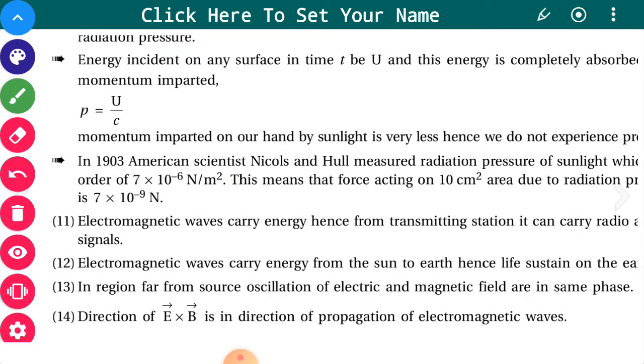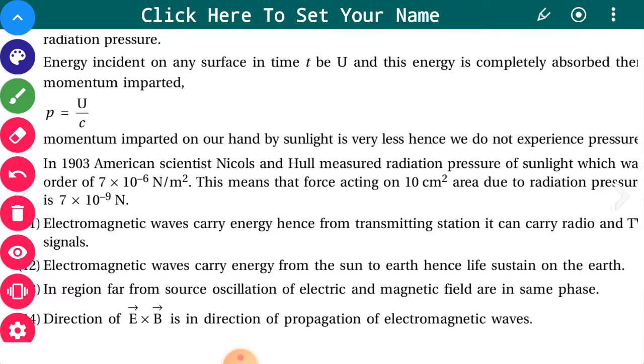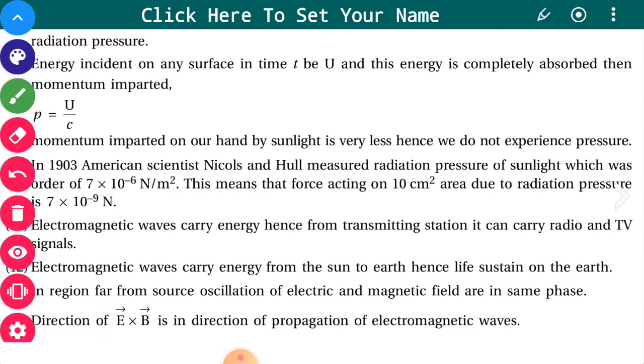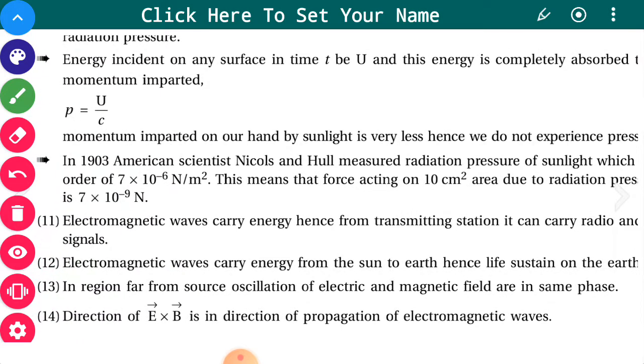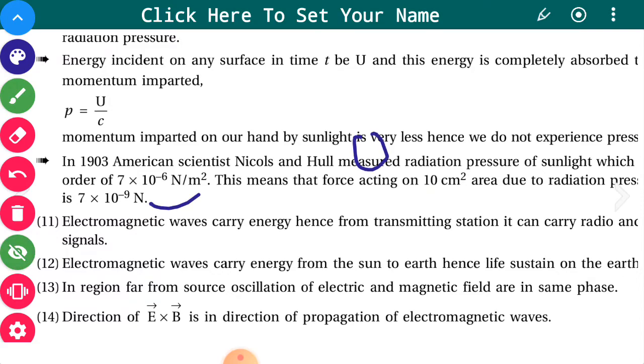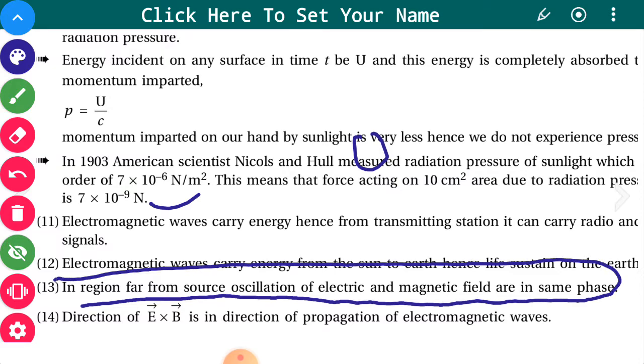In region far from source, oscillation of electric and magnetic field are in same phase. If the source is there and if you are at very large distance from the source, then the phase difference is not there between the electric and magnetic field, or we can say they are in phase. And the direction of propagation is nothing but E cross B. That is giving you the direction of propagation of electromagnetic waves.